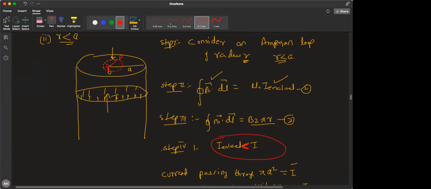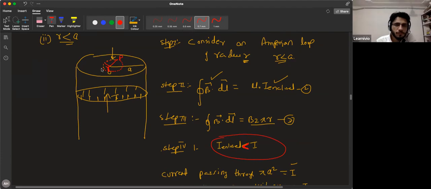Yes, sir. See, Nabil. The current passes through the area of cross section. The complete radius of the conductor is A. The area of cross section of the conductor is pi A square. So the current I is passing through this whole area of cross section. But when we take an Amperian loop, we take an Amperian loop inside it. So this is the Amperian loop.